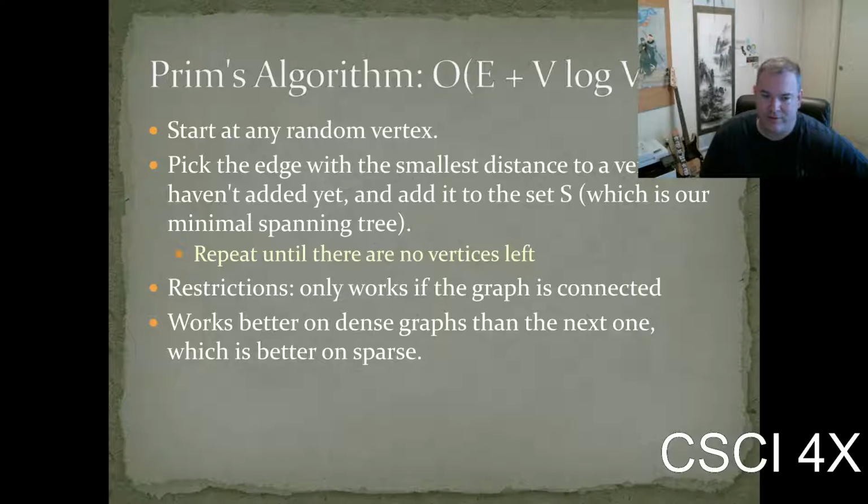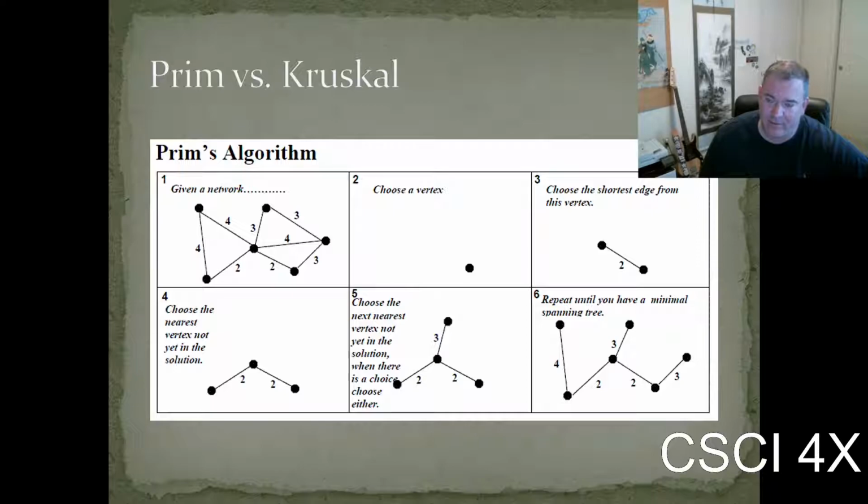Just pick a spot at random, doesn't matter. And you add the shortest edge from the vertex. Does that sound like Dijkstra's to you? So we're starting on this. We just pick this one as our start node. Doesn't actually matter. And then out of these two, we add the one that has the smallest distance. That's actually the same thing as Dijkstra's. This algorithm is very similar to Dijkstra's. It's so similar, in fact, that a lot of students who think they're writing Dijkstra's write Prim's by accident.